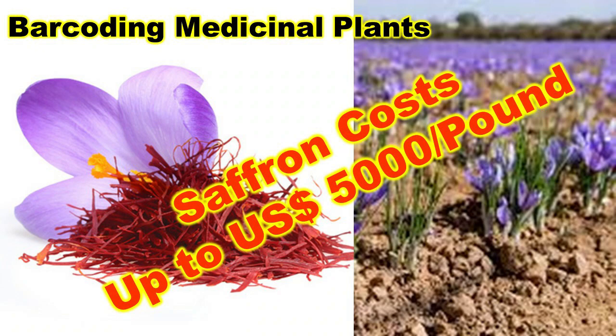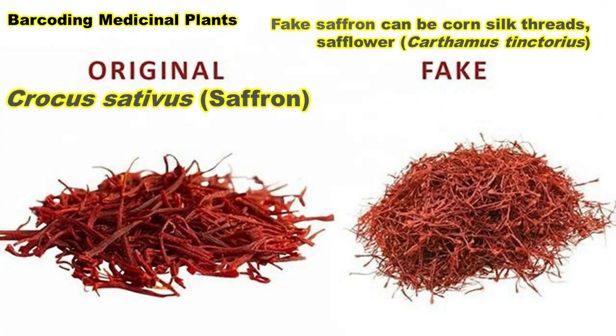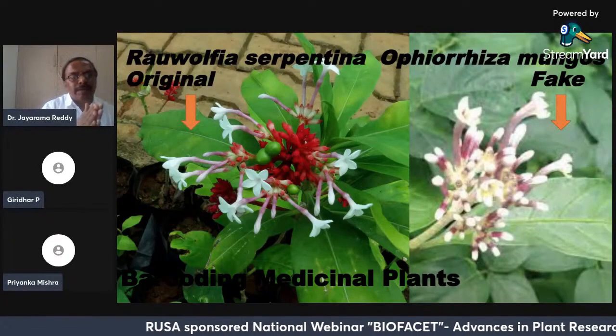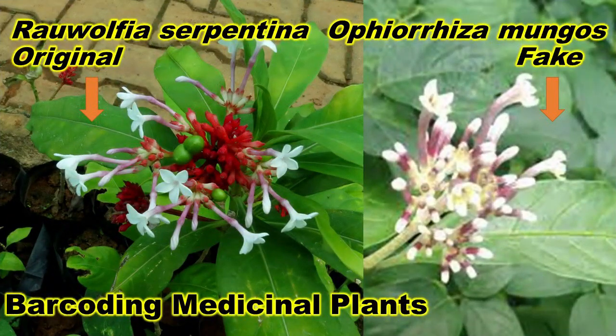Now I'm showing you the original saffron and also fake saffron. There is also the difference between the original Rauvolfia serpentina, Sarpagandha, a highly medicinal plant, and it is actually substituted by Ophiorrhiza mungos.